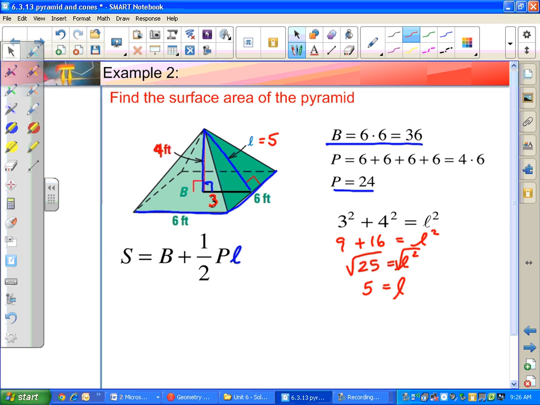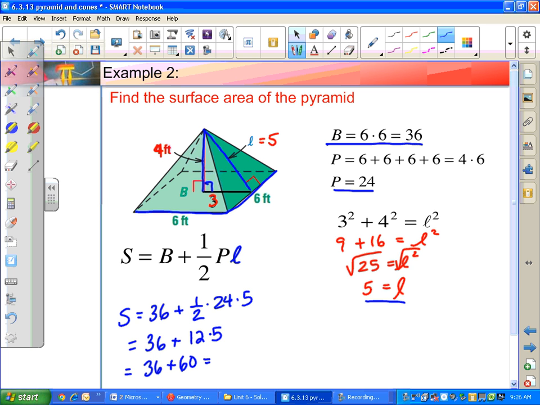All right, so now I have all the variables that I need, and I can plug that into my formula. So the surface area is going to be the area of the base, which was 36, plus 1/2 times the perimeter, which was 24, times the slant height, which we just found was 5. So let's simplify that. That's going to be 36 plus, half of 24 is 12, times 5. So we have to do the multiplication first, and 12 times 5 is 60. And so 36 plus 60 is 96. And we're again talking about surface area, so this would be 96 square feet.